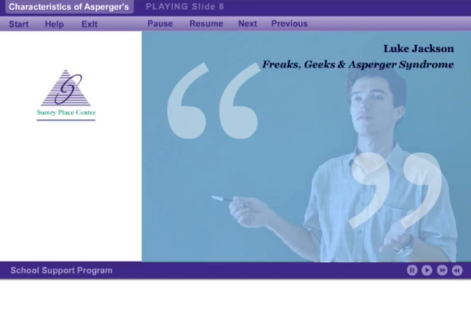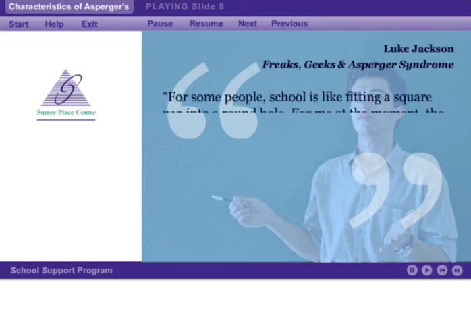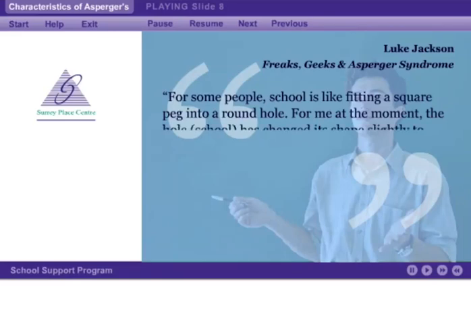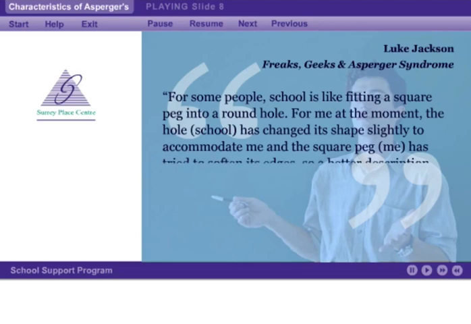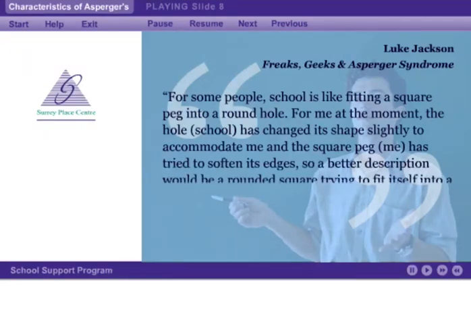"For some people, school is like fitting a square peg into a round hole. For me at the moment, the hole, school, has changed its shape slightly to accommodate me. And the square peg, me, has tried to soften its edges. So a better description would be a rounded square trying to fit itself into a circle with sticky out bits."